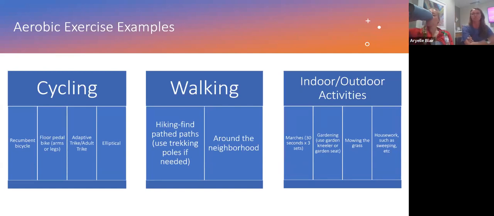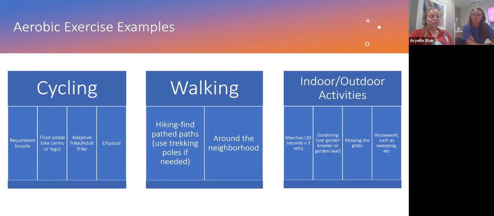There's ellipticals you can use that are great for aerobics, as long as you have the appropriate amount of balance to get on and off and sustain that balance while you're on it. Walking is always great. People underrate it. So if you like to get out, find a hiking path that's paved. I recommend those trekking poles a lot. You can get them on Amazon for about $40. There's also ones that have different tips on the bottom for different terrain, which is really awesome. Walk around the neighborhood with a friend.